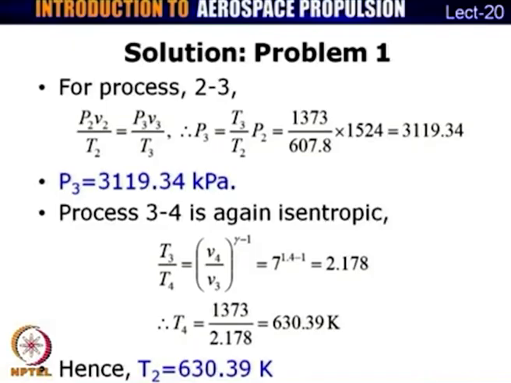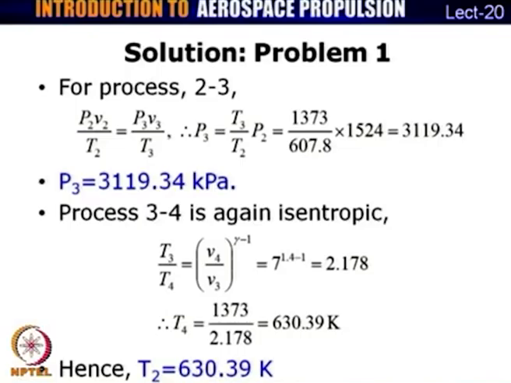Now, this process we have solved for, so we know the pressure and temperature at state 3, because temperature has already been specified as 1373 Kelvin at state 3. We have determined pressure at state 3 now. For process 3-4, which is again isentropic, the compression ratio remains the same, V4 by V3, which is 7.